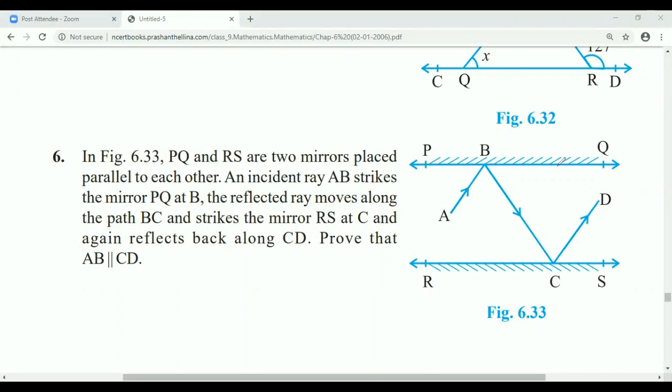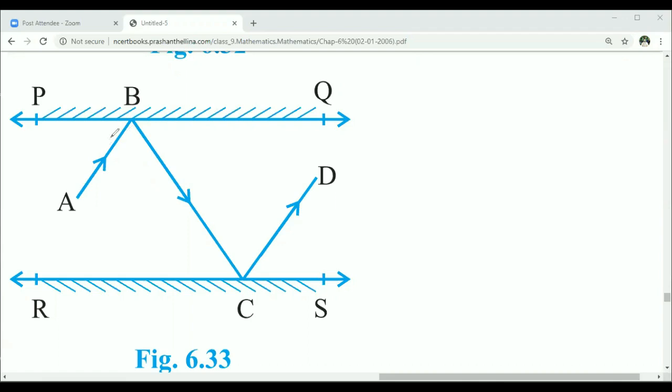So given that the mirrors are parallel, we have to prove the incident ray and the reflected ray will be parallel. For solving this problem, we have a property for light rays: the angle of incidence will be the same as the angle of reflection. Actually, these are measured with respect to the normal of the surface of reflection. The normal is a perpendicular line to the surface at which the light ray is reflecting. So this is a normal here. Since our surface is glass, we can consider it as a straight line.